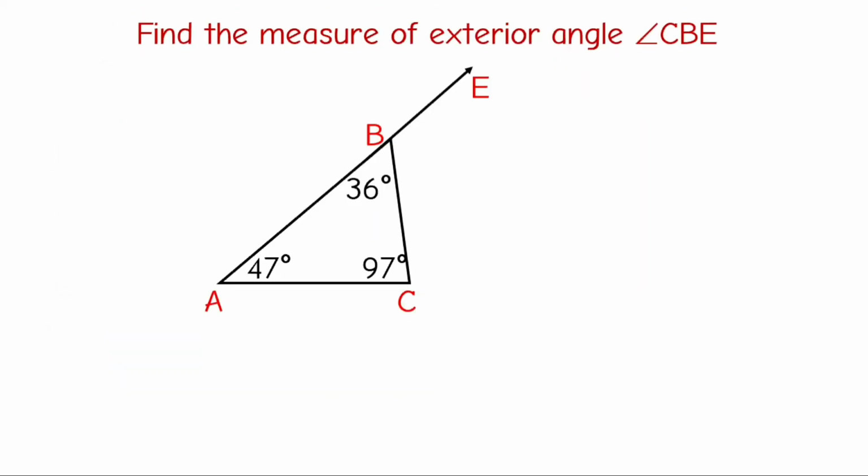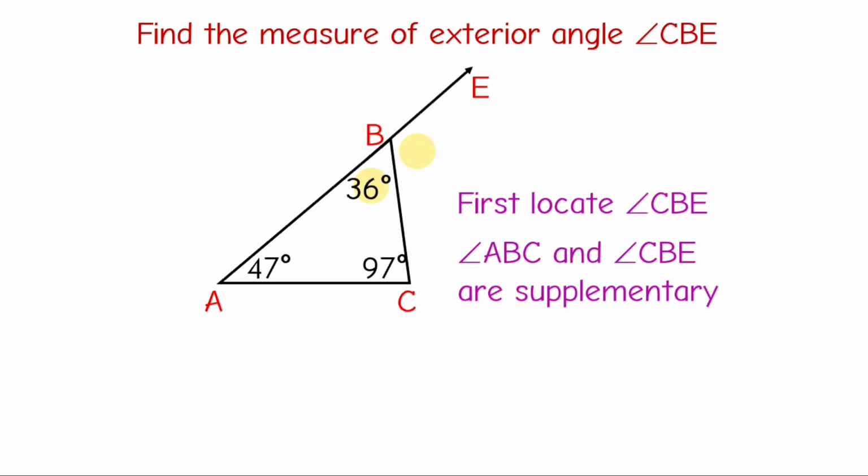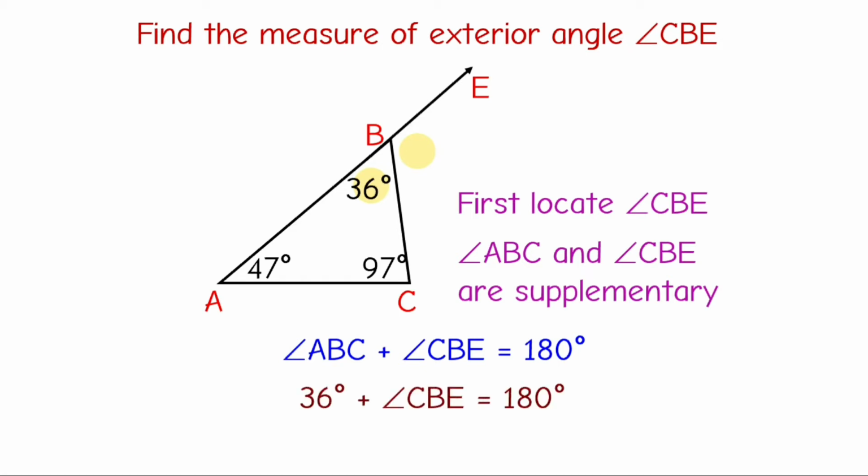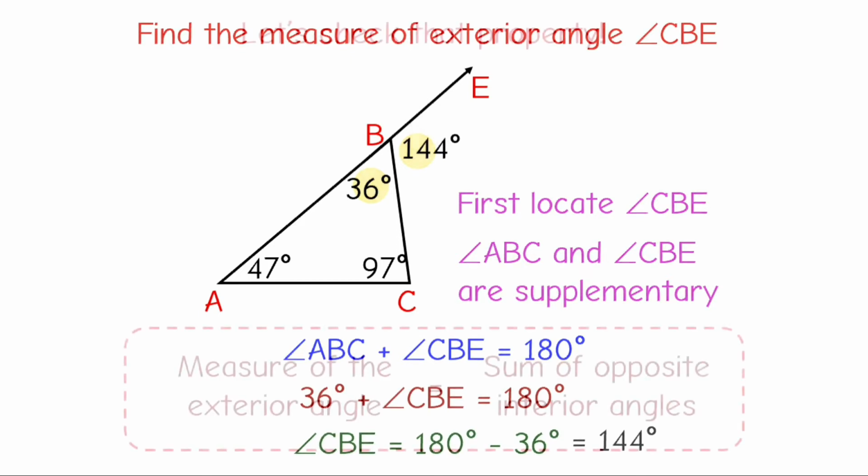Now let's find the measure of exterior angle, angle CBE. So first locate angle CBE. Angle ABC and angle CBE are supplementary. So angle ABC plus angle CBE will be equal to 180 degrees. 36 degrees plus angle CBE is equal to 180 degrees. And angle CBE will be equal to 180 degrees minus 36 degrees, which will be equal to 144 degrees.